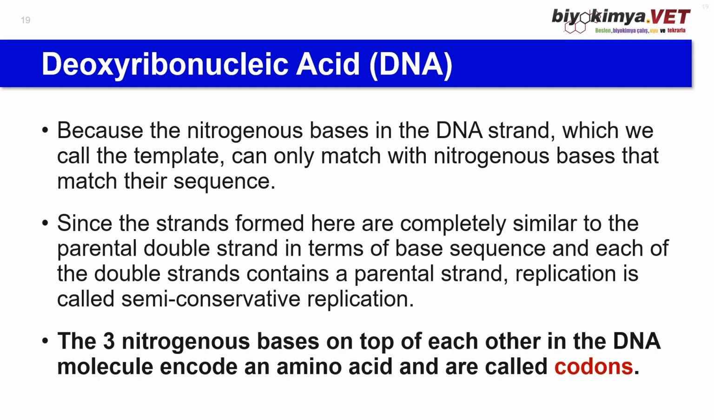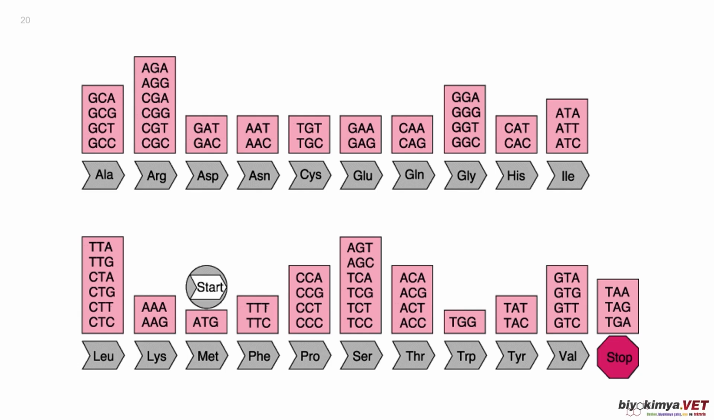The three nitrogenous bases on top of each other in the DNA molecule encode an amino acid and are called a codon. And what is meant here is the DNA codon. There is also the mRNA codon and an anticodon in tRNA. And here you see the codons and the representative amino acids they code.